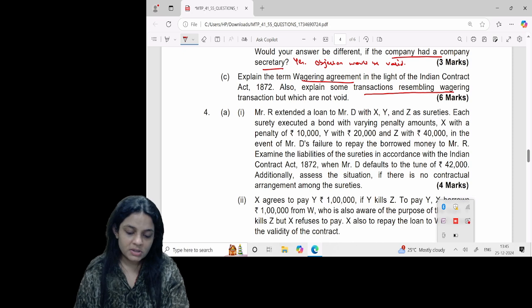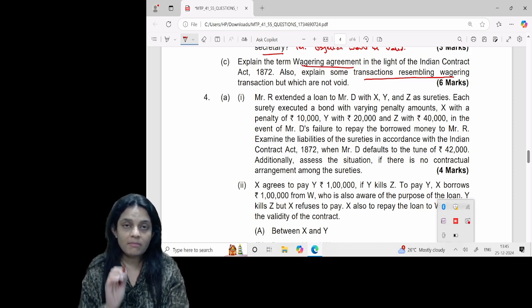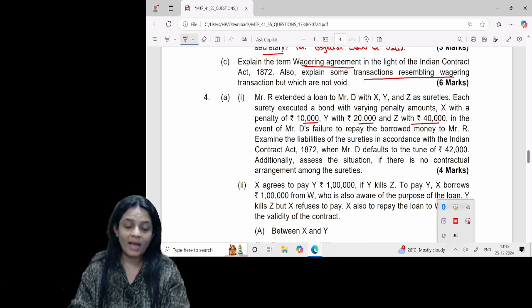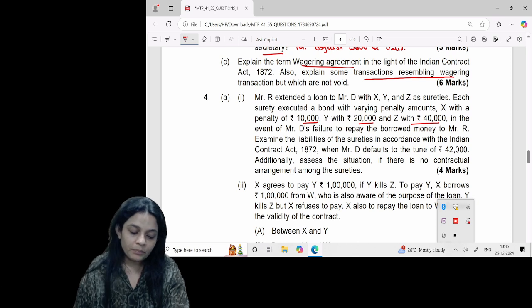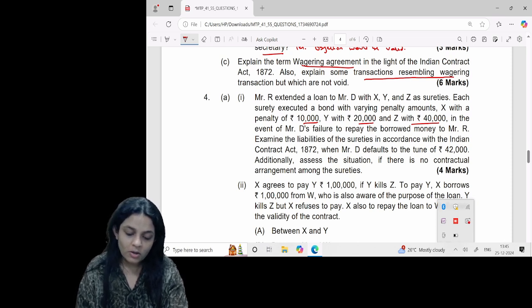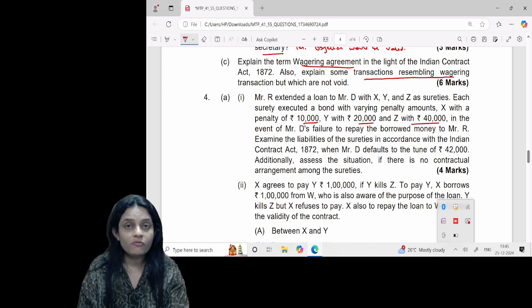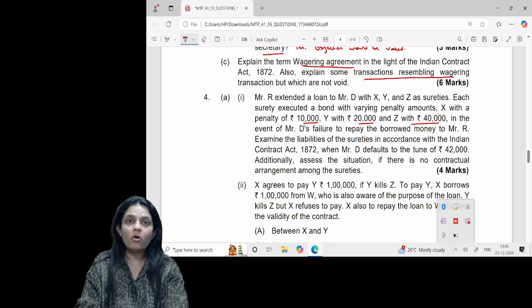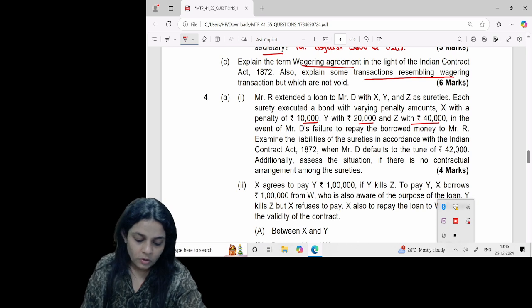R executed a loan with D with X, Y, and Z as sureties. Each surety executed a bond with varying penalty amounts: X with a penalty of 10,000, Y 20,000, and Z 40,000. Please remember, this is not our ratio. This is the maximum amount that I am liable to pay in the event of D's failure to repay the borrowed money. Examine the liability of the sureties in accordance with the Indian Contract Act when D defaults to the tune of 42,000. So if D defaults to the tune of 42,000, how much would each of them be liable to pay?